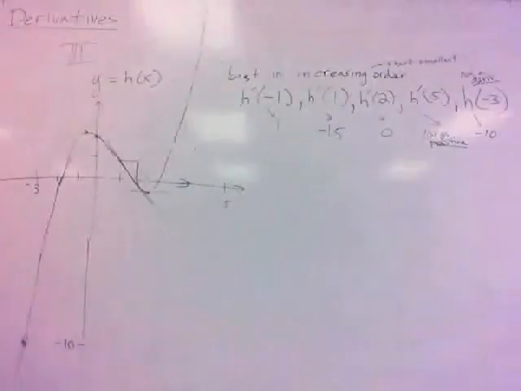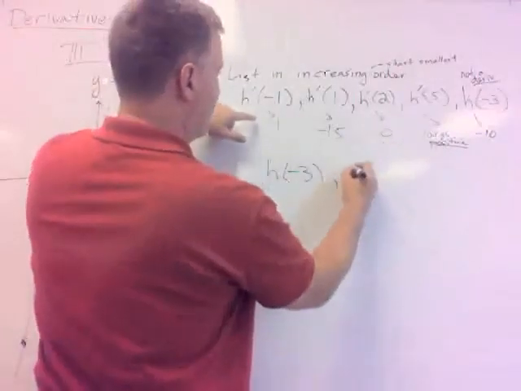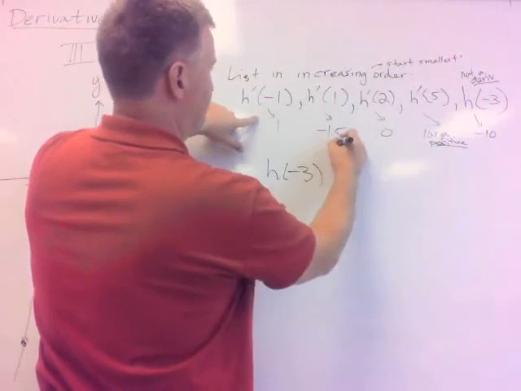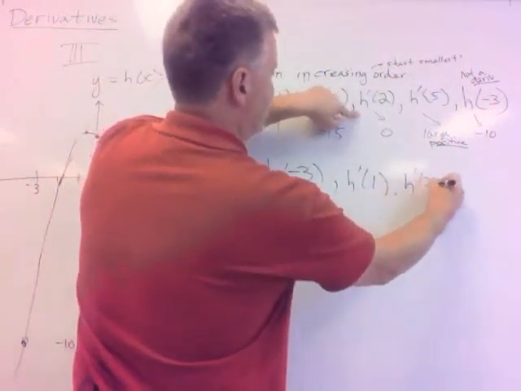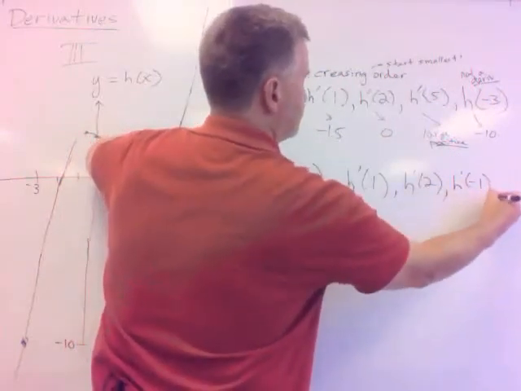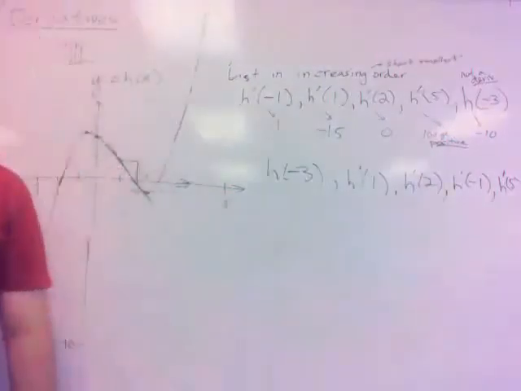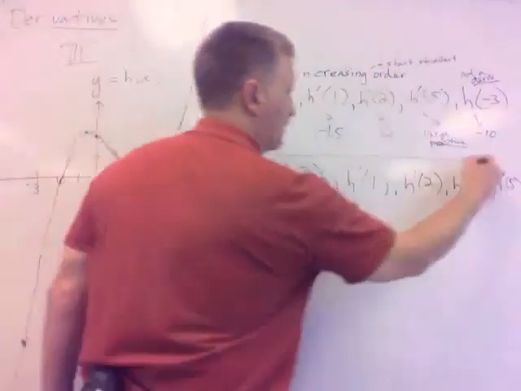But so all told, which one's the smallest? That H of negative 3 is the smallest. Then I'd have, what would be next? H prime 1. Then I have H prime 2. Then I'd have H prime negative 1. And then H prime of 5. Is that what y'all got? Smallest to the largest.